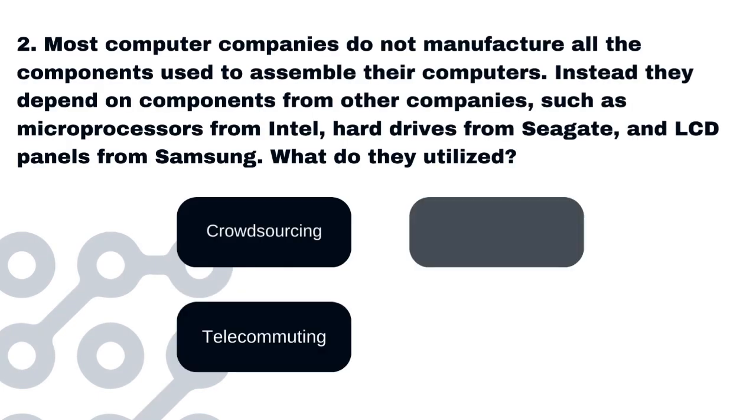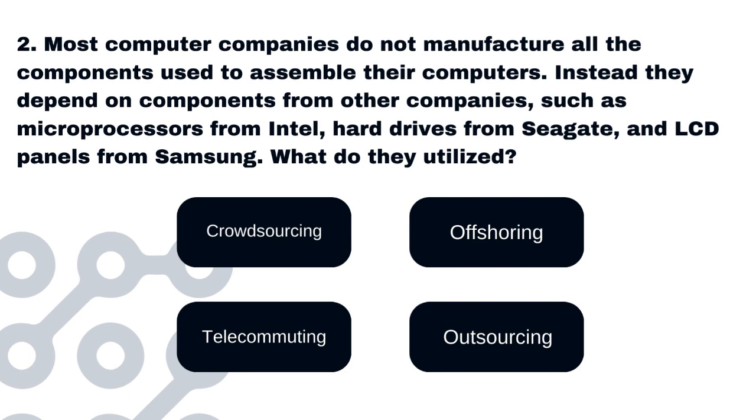Number 2. Most computer companies do not manufacture all the components used to assemble their computers. Instead, they depend on components from other companies such as microprocessors from Intel, hard drives from Seagate, and LCD panels from Samsung. What do they utilize? The correct answer is outsourcing.